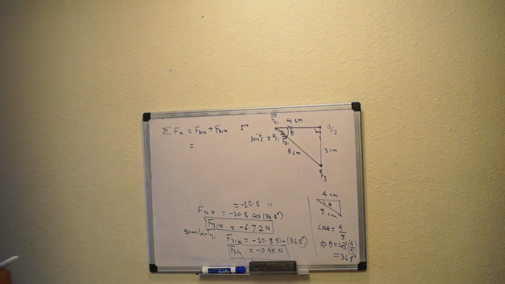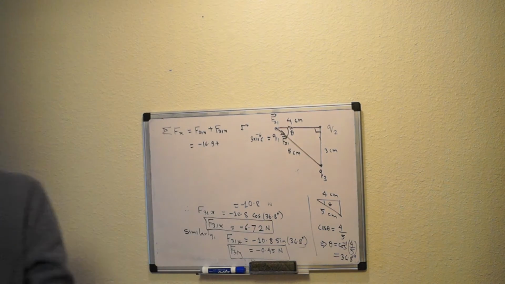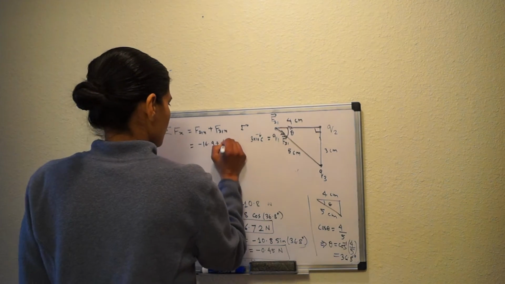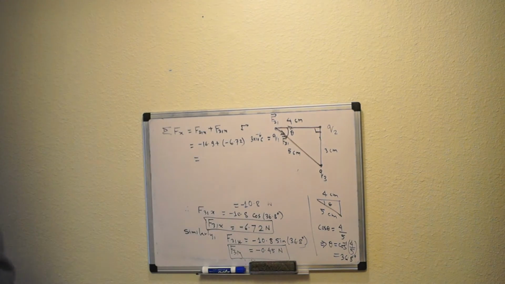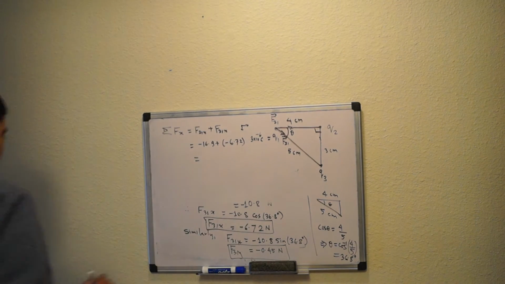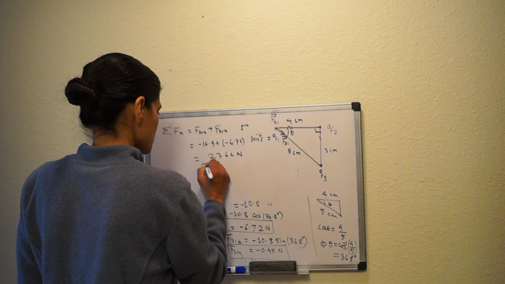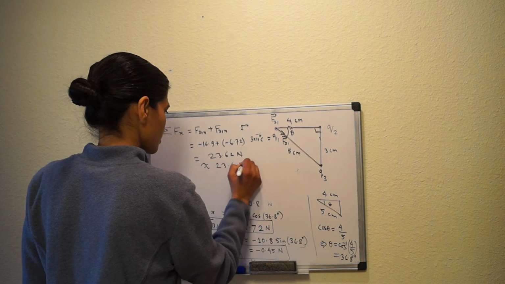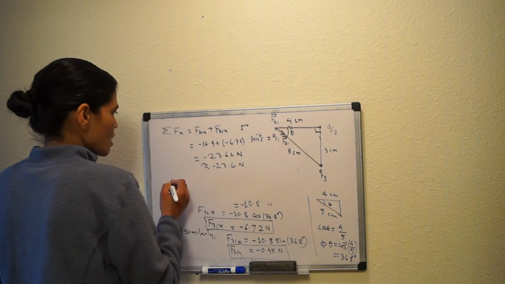So this value, we need to write this down. That turned out to be minus 16.9 plus minus 6.72, and then this turned out to be minus 23.62 Newton, which is just about minus 23.6 Newton. Okay, negative. Don't forget the negative sign. That's along the x-axis, right?